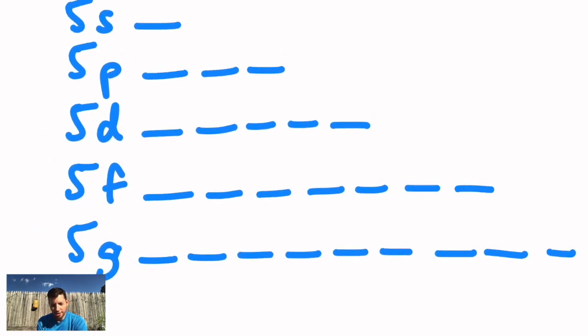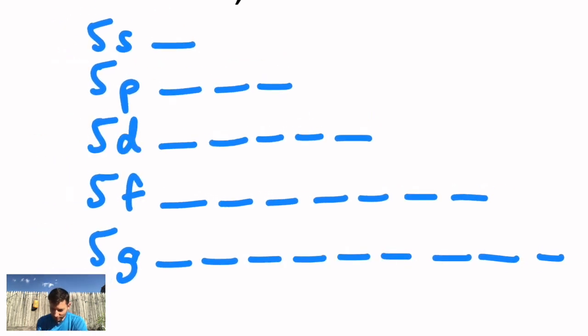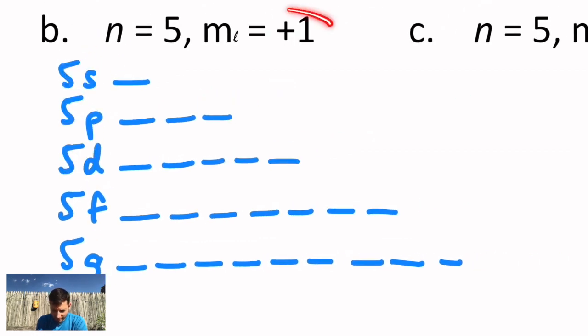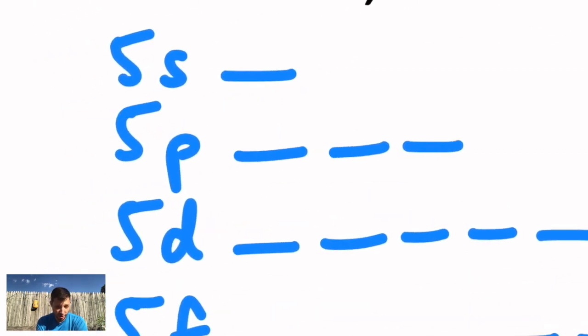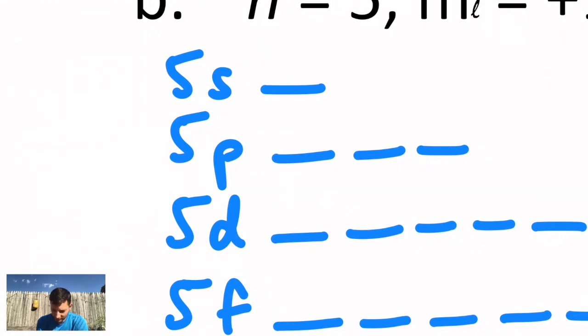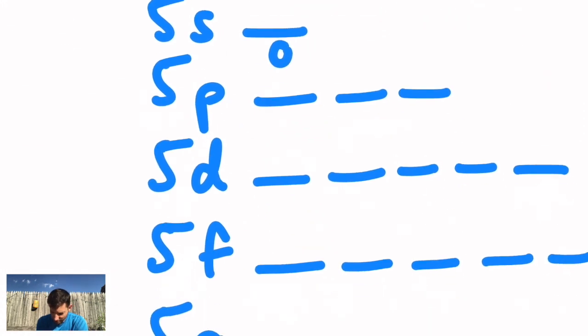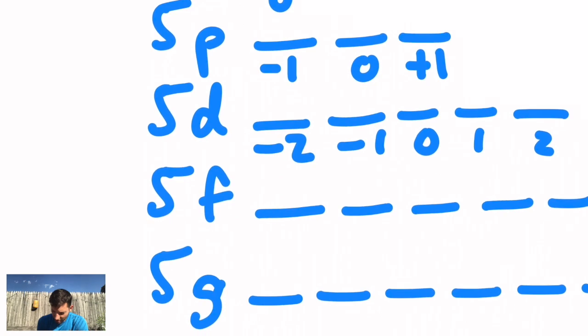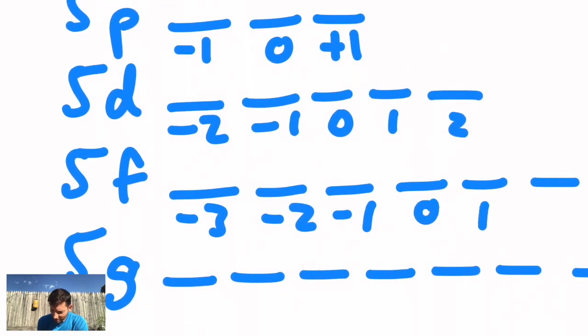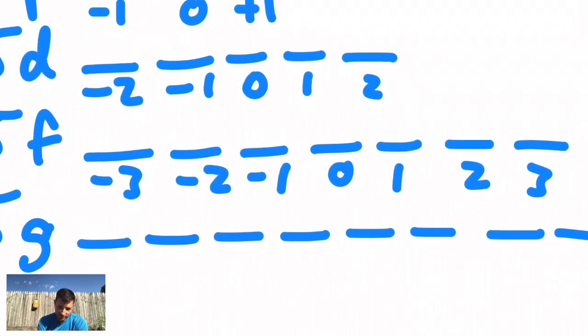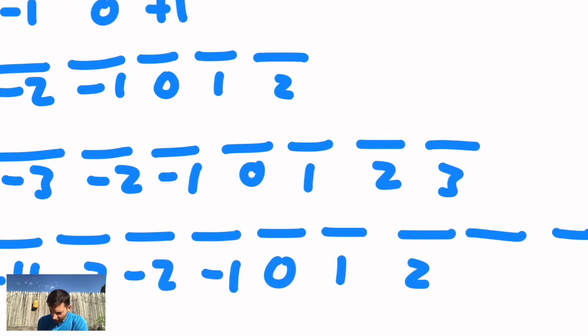And then what are our m sub l numbers? Well, the restriction says that it has to be positive 1. So I'm going to zoom way in and write the m sub l's below each of those. Well, the s is just 0. The p's have 3 possibilities, -1, 0, +1. The D, -2, -1, 0, 1, and 2. The F, -3, -2, -1, 0, 1, 2, and 3. Guess where it goes down to for the G's? It goes to -4. -3, -2, -1, 0, 1, 2, 3, and 4.